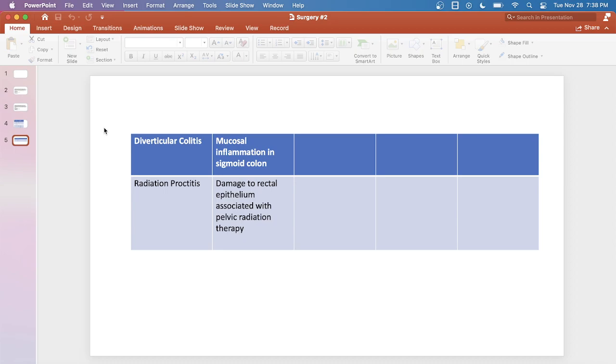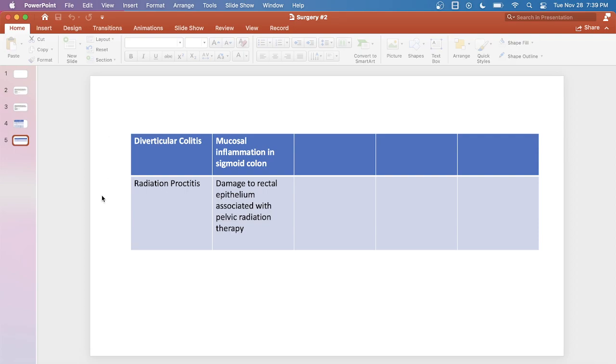Diverticulitis refers to the mucosal inflammation in the sigmoid colon. In this patient, we're dealing with diverticula, but not in the sigmoid colon. We're dealing with diverticula in the transverse and descending colon.